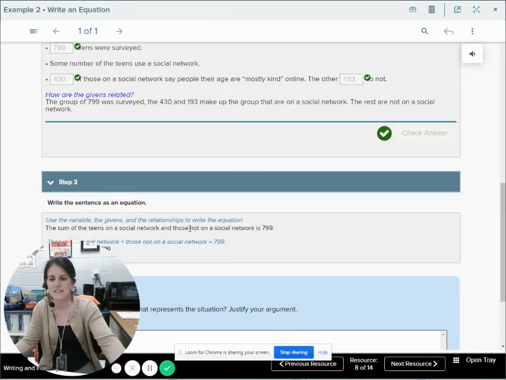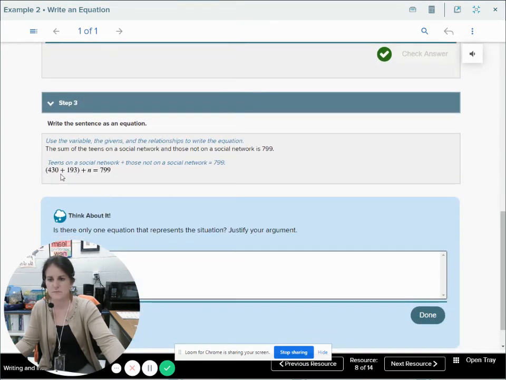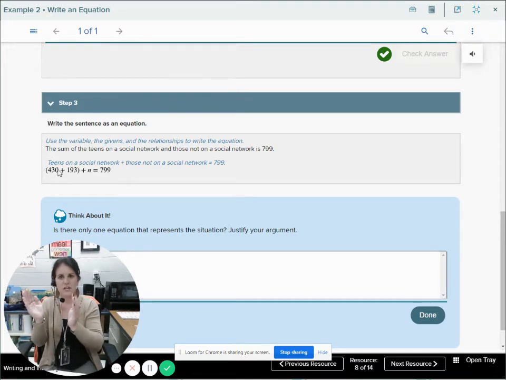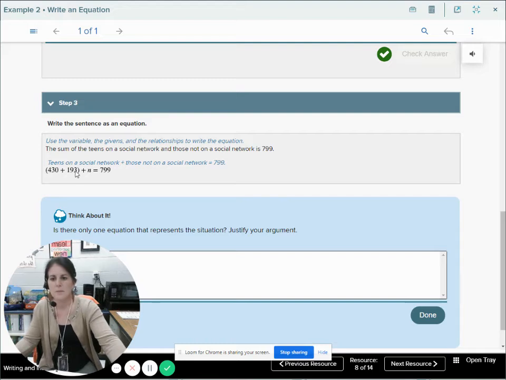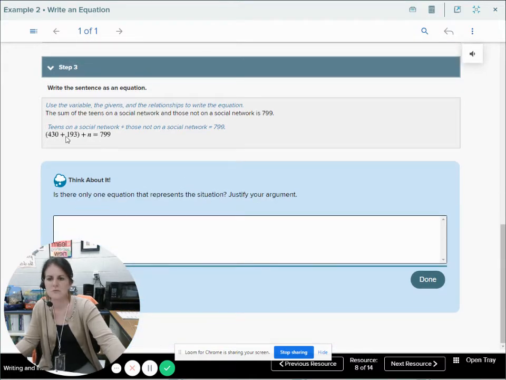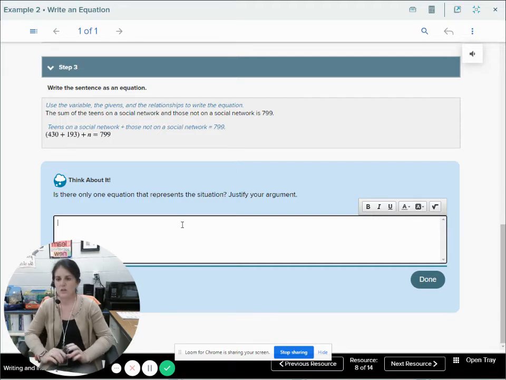So now we need to write the sentence as an equation. We group the ones that are on a social network, the 430 and the 193, plus n, those who are not on the social network, added together equals a total of 799 surveyed. So is there only one equation that represents this situation? Not necessarily. We could change the order a little bit, right? But ultimately it is going to be the same equation.